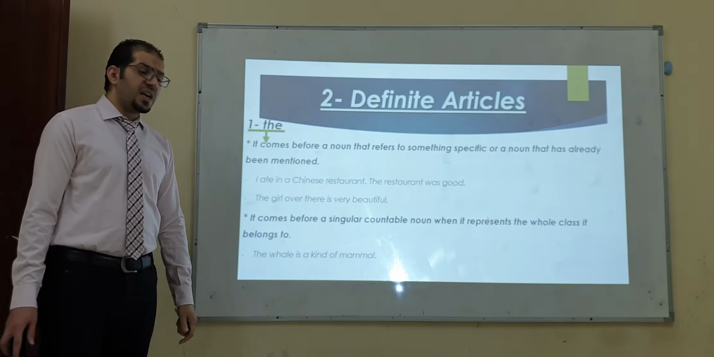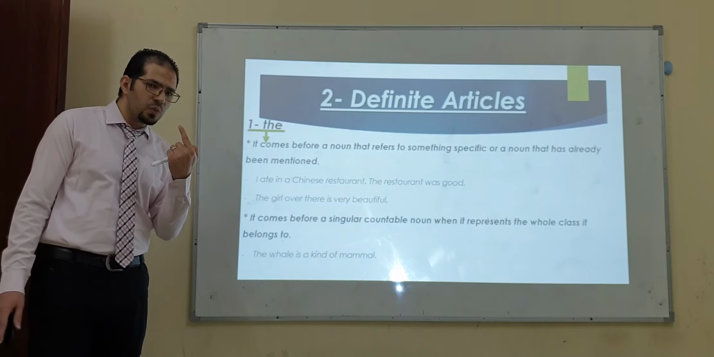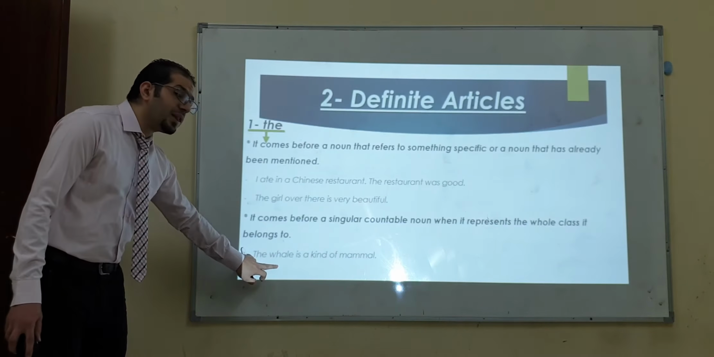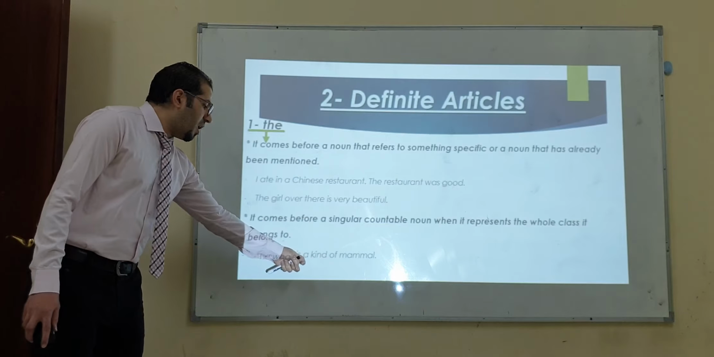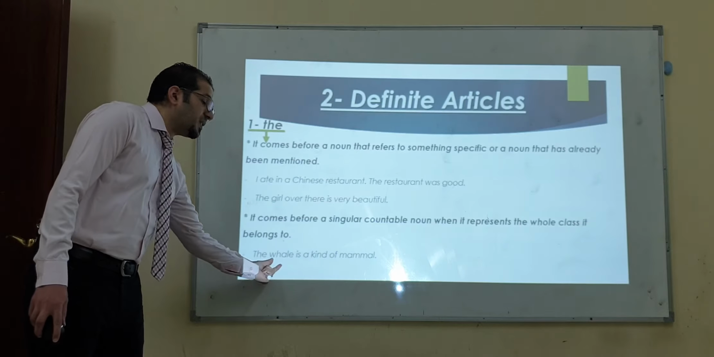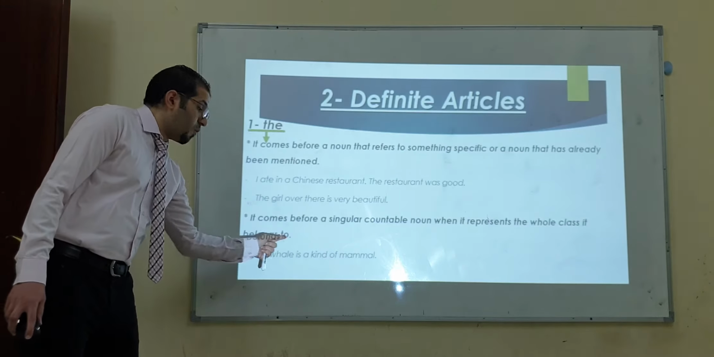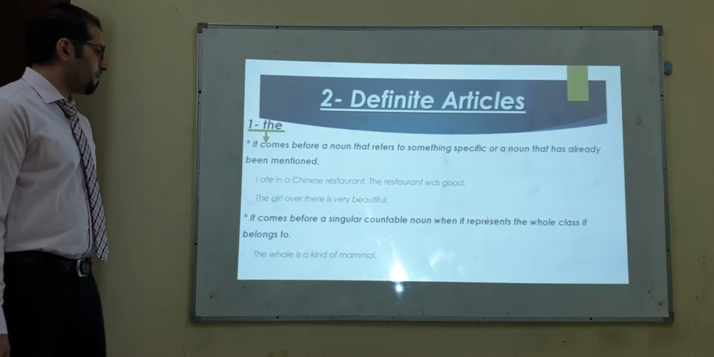when it represents the whole class it belongs to. The whale is a kind of mammal. I didn't mention here only one whale, no. The whale here means all of the whales are a kind of mammal. Because of that, it represents the whole class of whales. Okay? It's a very important point.